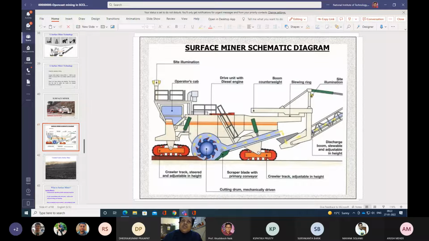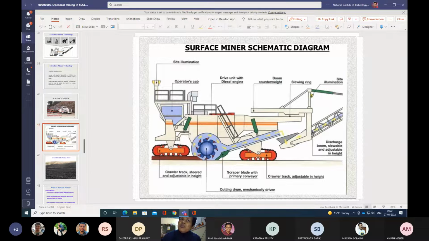So you see the machine. The cutting tool is at the bottom of the machine. In between these are the crawlers, the front crawler track, adjustable in height. This is the front crawler, and this is the back crawler, this red color. These are the crawlers. So this is also adjustable in height.